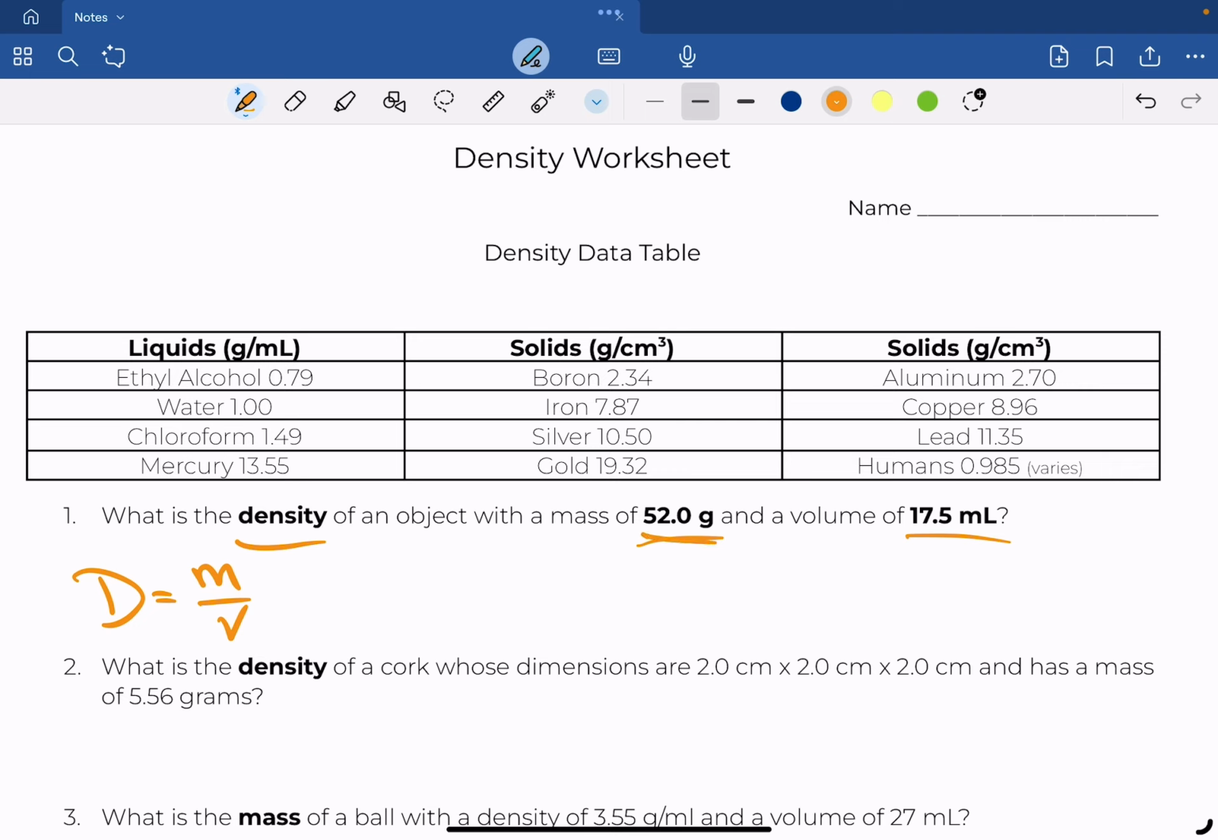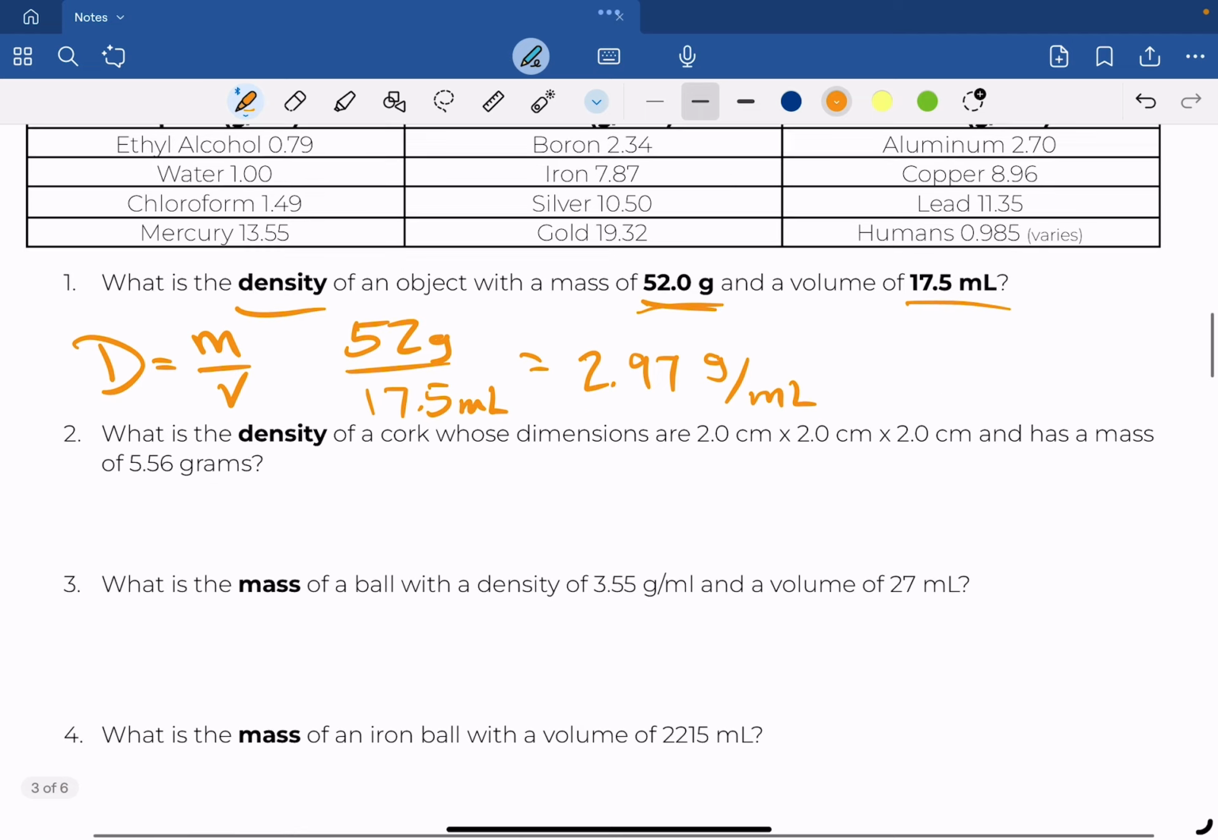So our mass right here is 52 grams, and we would divide by 17.5 milliliters. And we have grams on the top, milliliters on the bottom, and those units are going to carry over into our answer. 52 divided by 17.5 is going to give you 2.97 grams per milliliter. If we were trying to figure out if this object floats or sinks, this one would definitely sink. Its density is greater than 1, which is that of water.